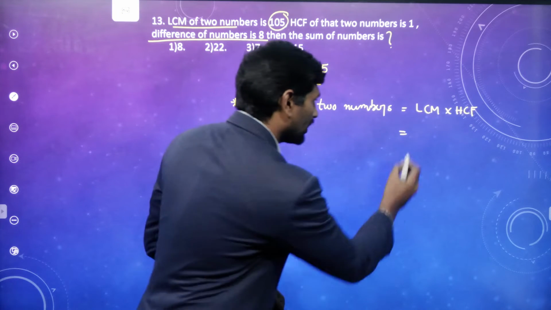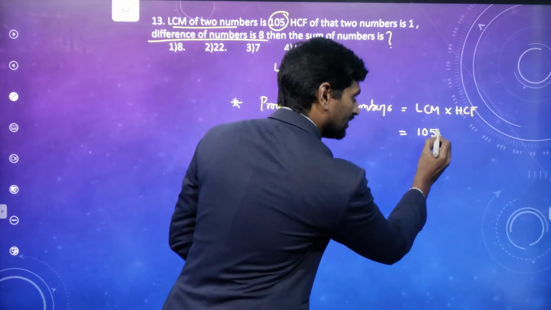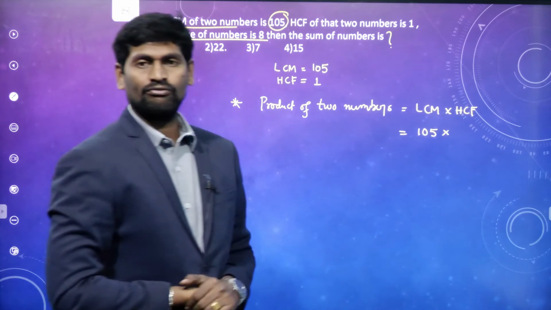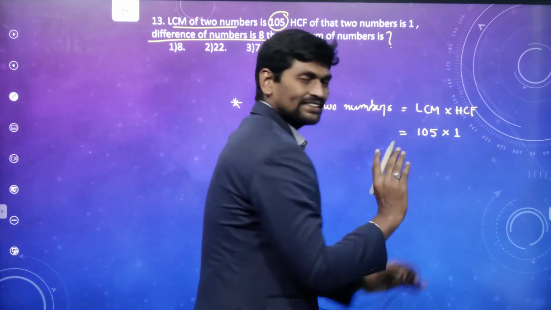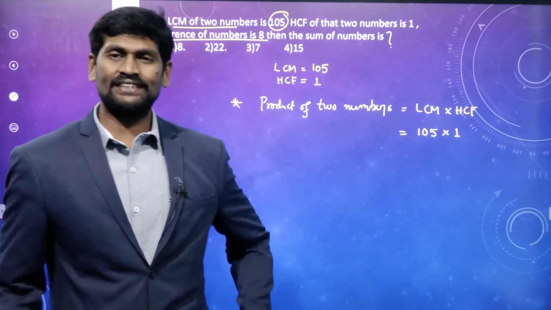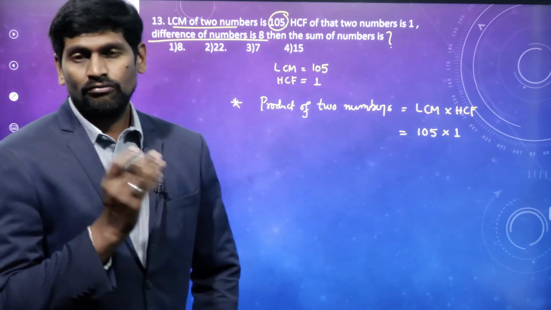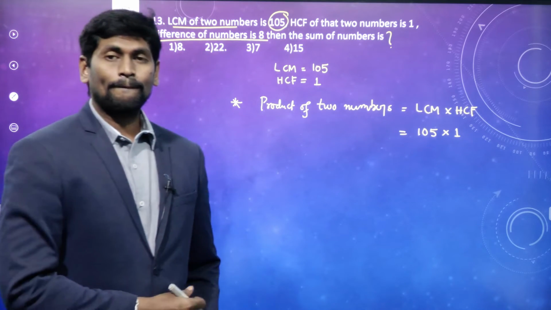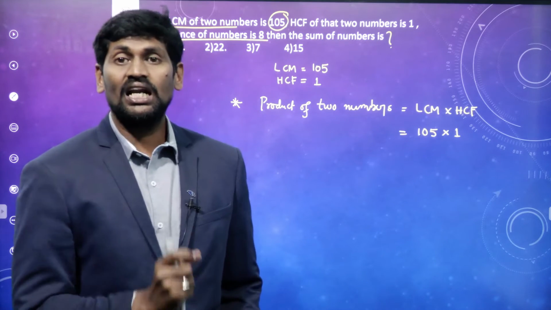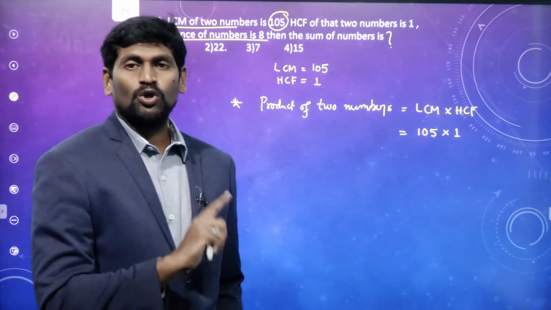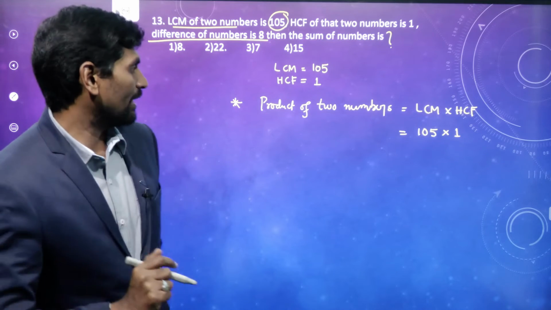The LCM value is already given, 105, and the HCF of the two numbers is 1. Now just tell me, if two numbers have HCF 1, we can call the two numbers co-primes or relatively prime numbers.